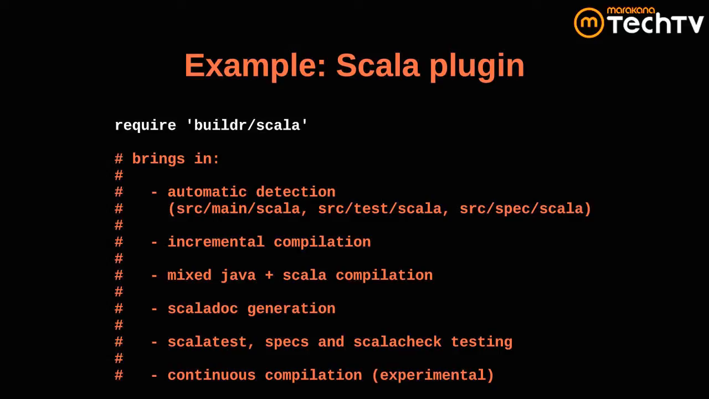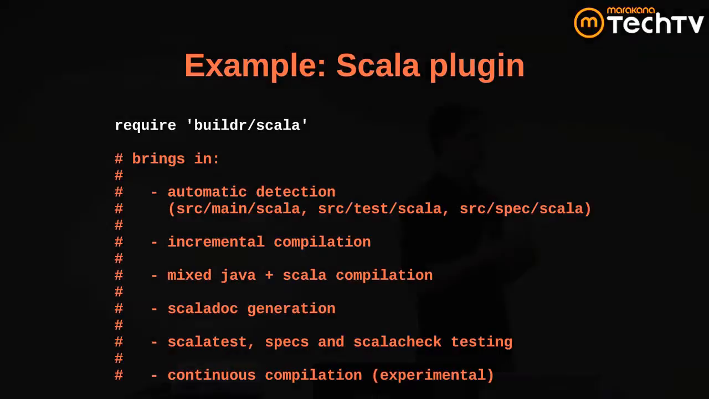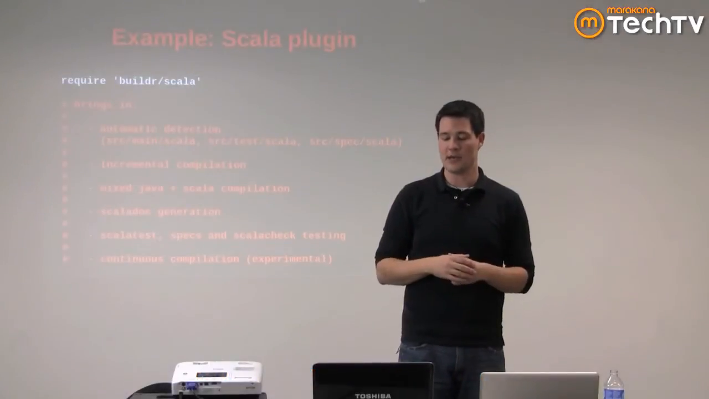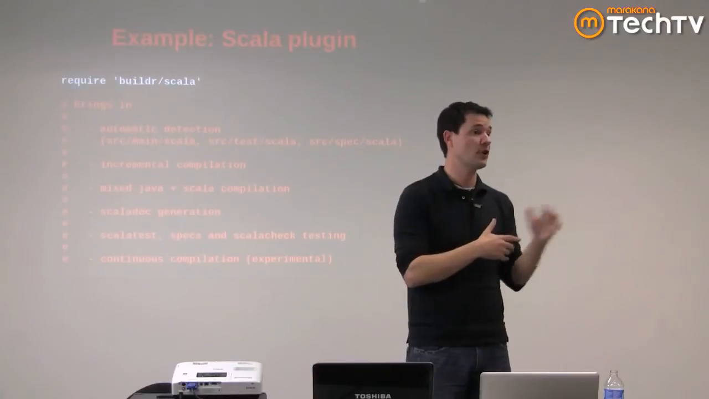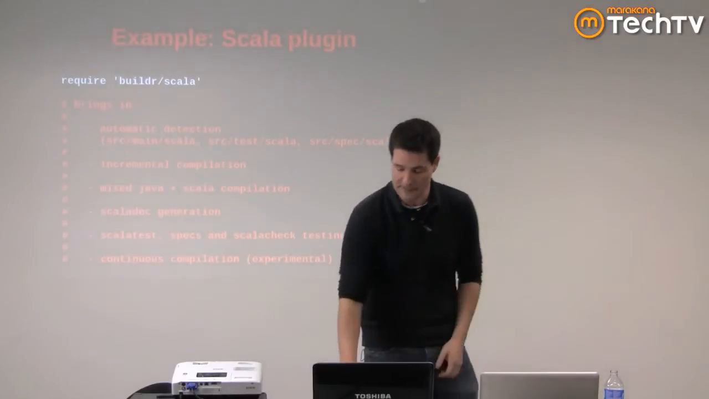And the way you do that is just by using the require keyword, which is a standard Ruby keyword to require another piece of code, which happens to be a gem.